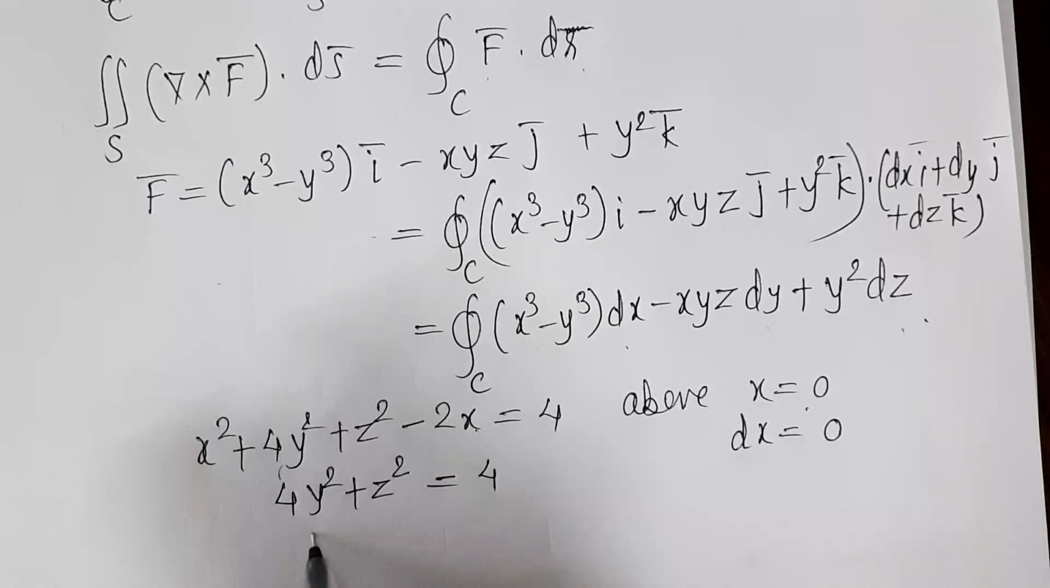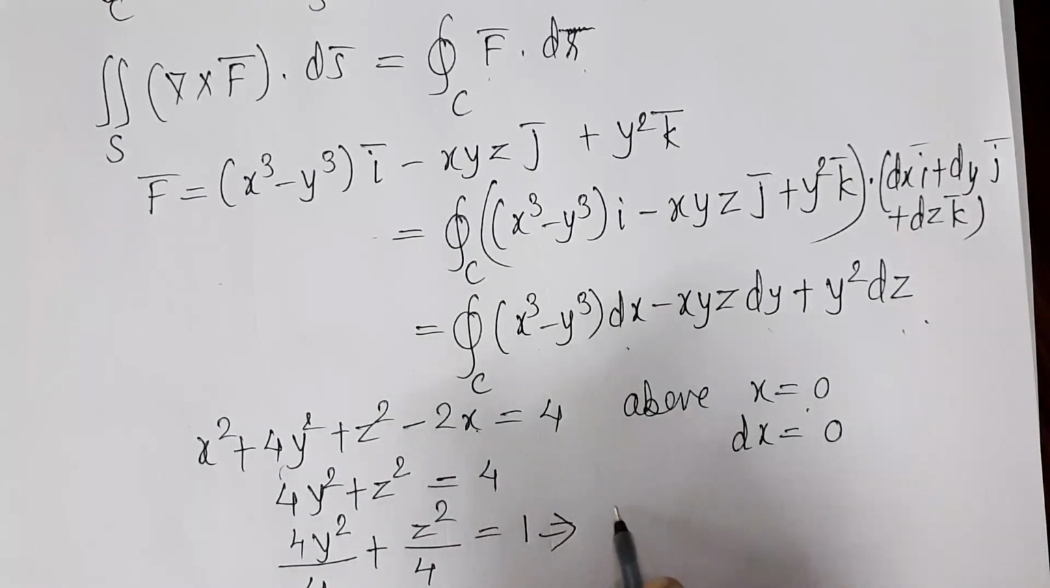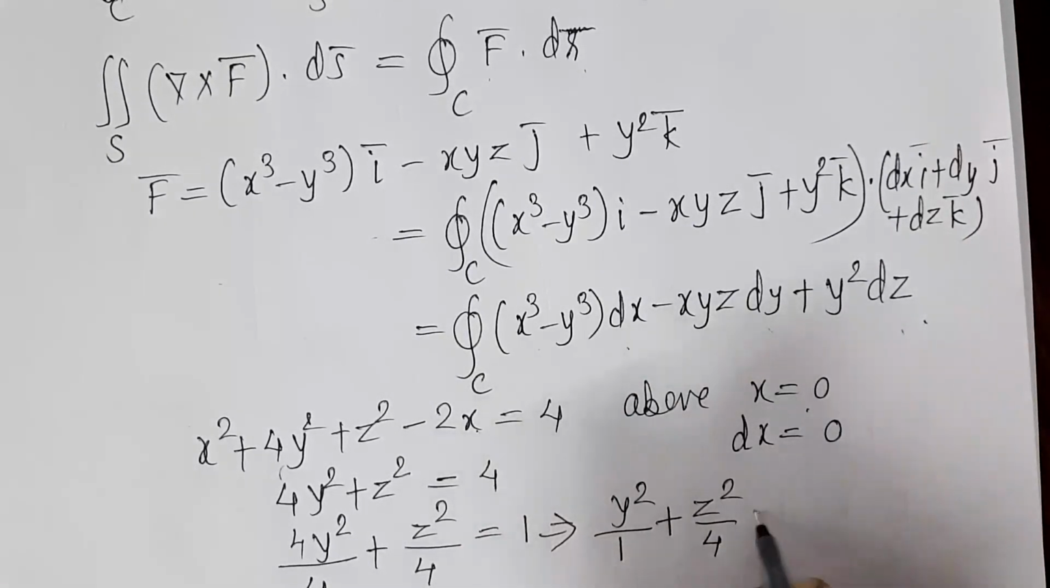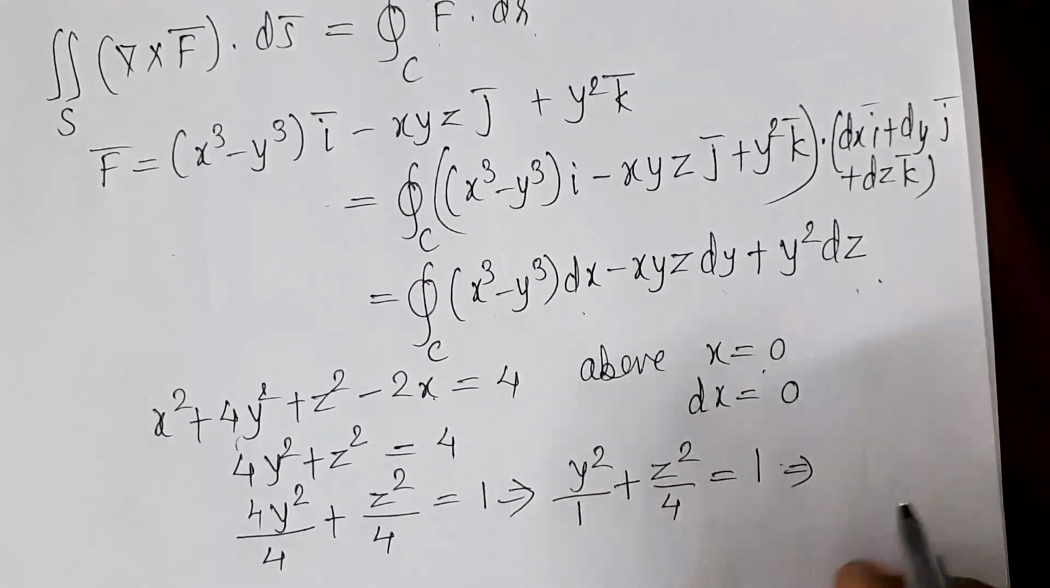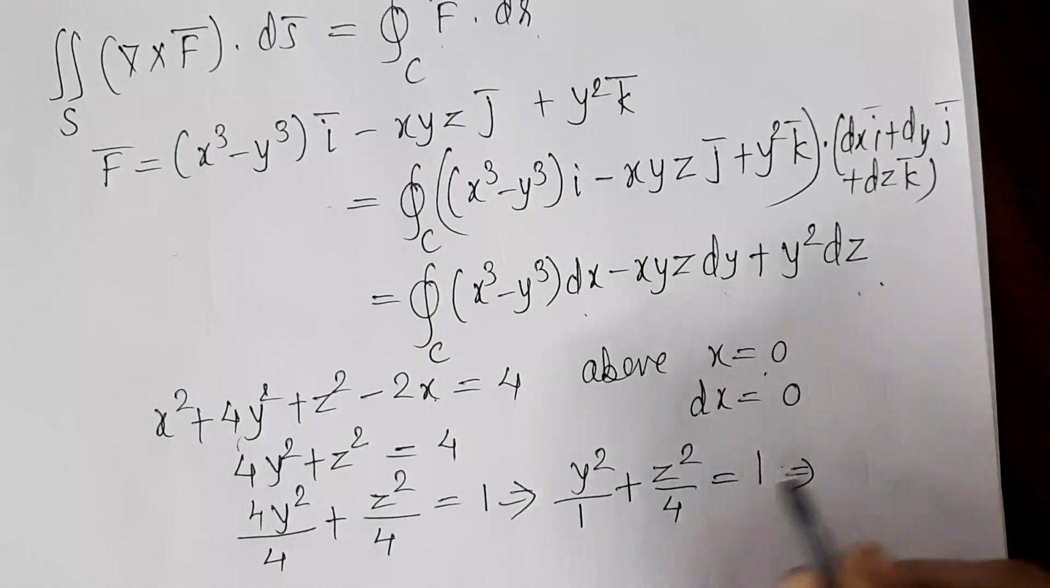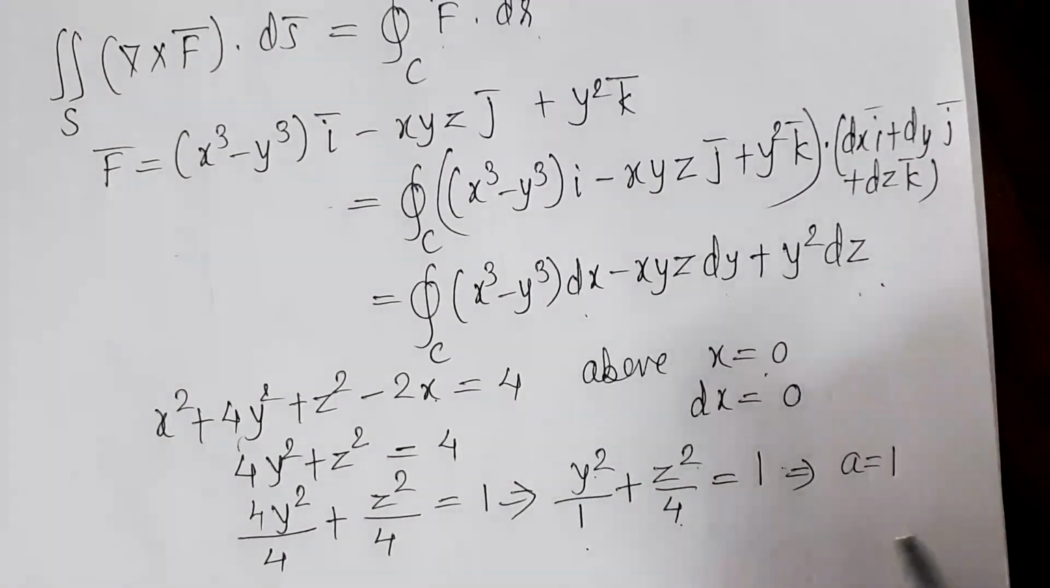Now divide this by 4. It is 4y square by 4 plus z square divided by 4 equal to 1, or we can write it as y square divided by 1 plus z square divided by 4 is equal to 1. What does it represent? It is the equation of an ellipse. So above x is equal to 0, it is an ellipse in the yz plane. What is the general equation of an ellipse? y square by a square plus z square by b square is equal to 1. So what is its a value? It is 1, and the b value is equal to 2.